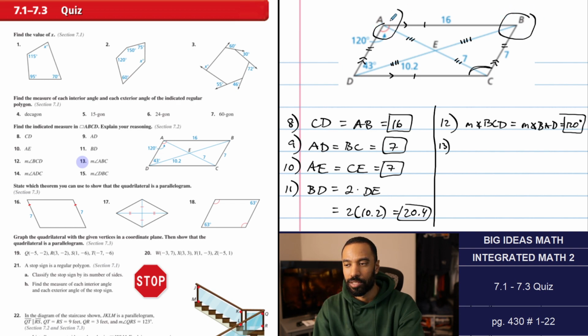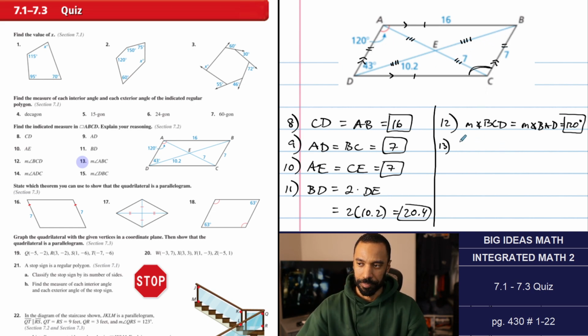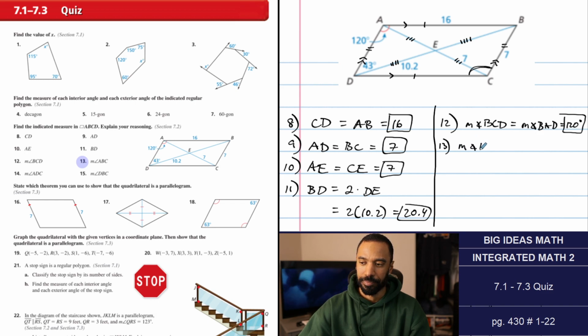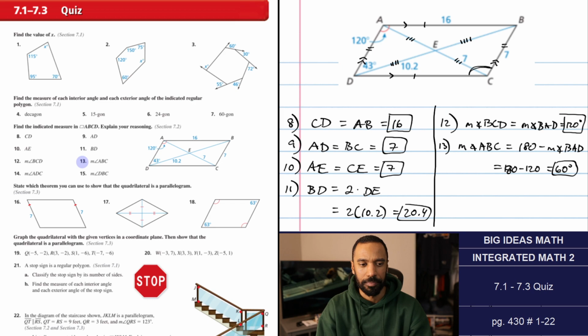Consecutive angles are supplementary to each other in a parallelogram. Now this is really due to the parallel lines. These parallel lines, cut by this transversal, create a same side interior angle pair among those two. So, measure of angle ABC is 180 minus the measure of angle BAD. We already know that's 120. And 180 minus 120 is 60. So this is 60 degrees. So is the other one opposite, but I think that's something we might be using later.